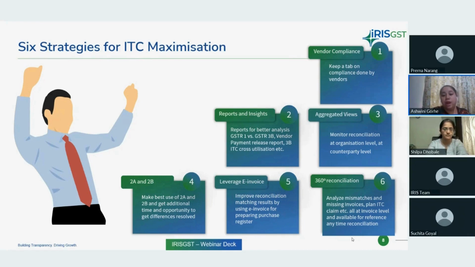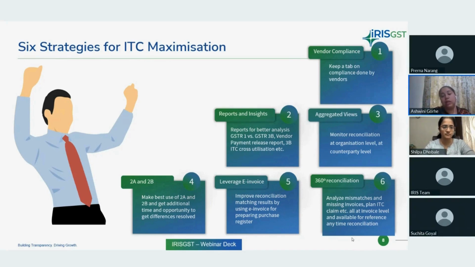So you should have that vendor level reconciliation as well as 360-degree reconciliation, vendor plus invoice level, and the further possibility of various user defined rules which you can run on your data to get the maximum results of comparable invoices, right? So these are some of the important things that you should have in place for the calculation of ITC.